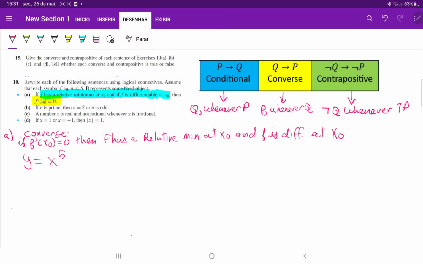5. When I take the derivative, y prime is equal to 5x to the power of 4. When we evaluate it at 0, this is clearly going to give me 0. But I don't have a minimum at x equals 0, because it doesn't turn around. It's increasing all throughout its domain. So this one is false.